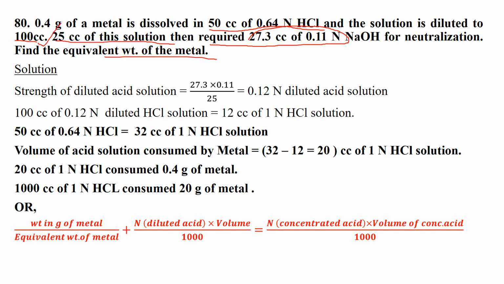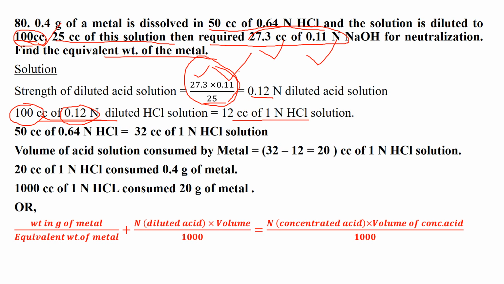According to the normality equation, 27.3 into 0.11, divided by 25, is equal to 0.12 normal diluted acid solution. So the strength of this 100 cc diluted acid solution is 0.12 N. Then 100 cc of 0.12 N diluted HCl solution is equal to 12 cc of 1N HCl solution. Just multiply 100 by 0.12, and the answer will be 12 cc of 1N HCl solution.